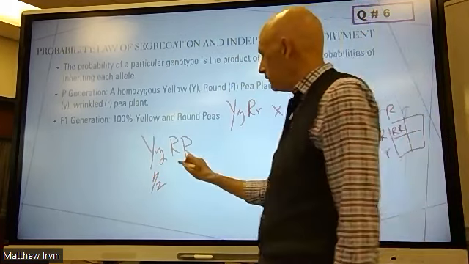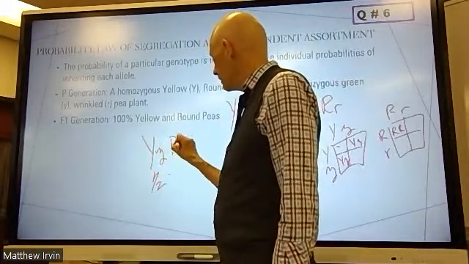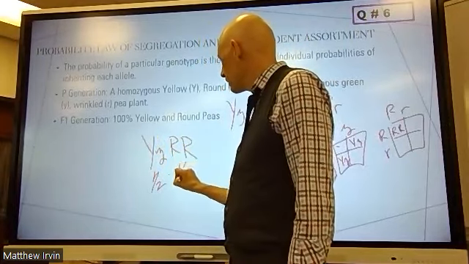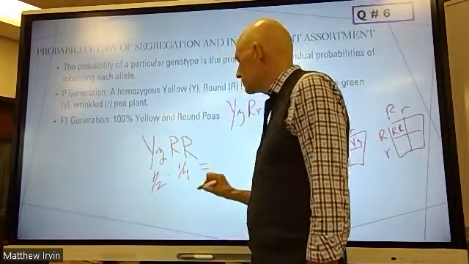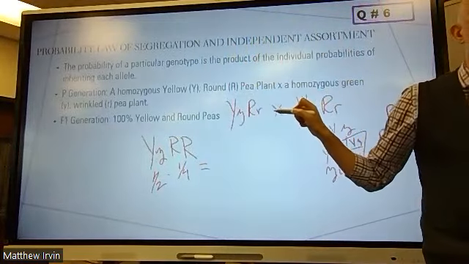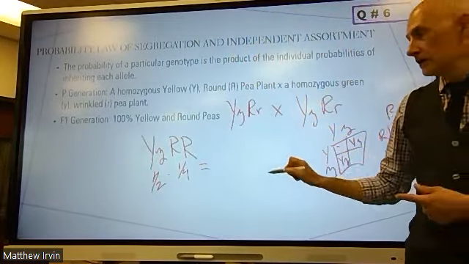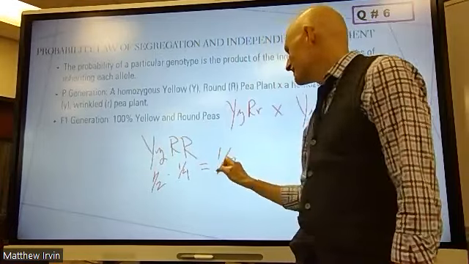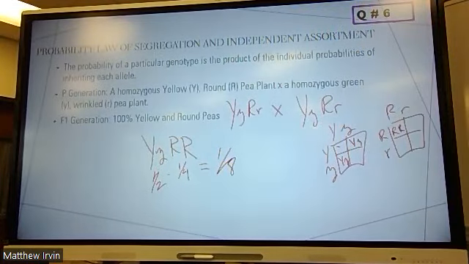And so then the probability of big Y, little y is 1/2. The probability of big R is 1/4. So then my total probability for big Y, little y, big R is 1/8, yes. Which you can express on the test as a decimal or as a fraction. Both answers would be acceptable.